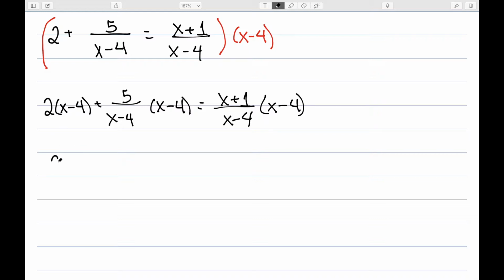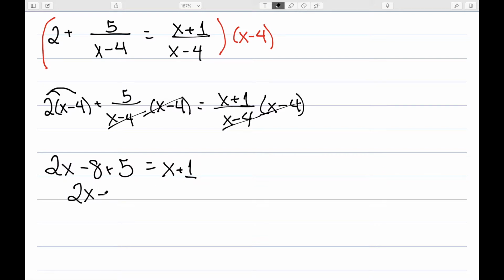So here, the first term, I have 2x minus 8 once I distribute. Next, the x minus 4's cancel. I'm left with plus 5. And here, the x minus 4's cancel, and I have x plus 1. So 2x minus 3 is equal to x plus 1. We can subtract the x over. That gives me x minus 3 equal to 1. And adding 3 to both sides gives me x equal to 4.